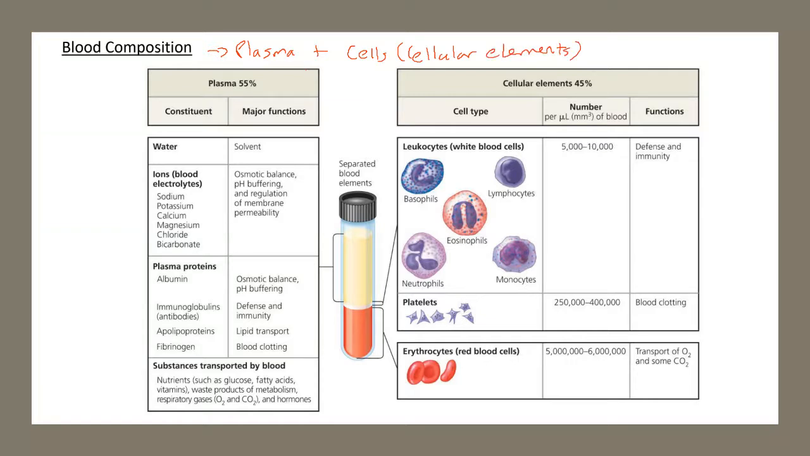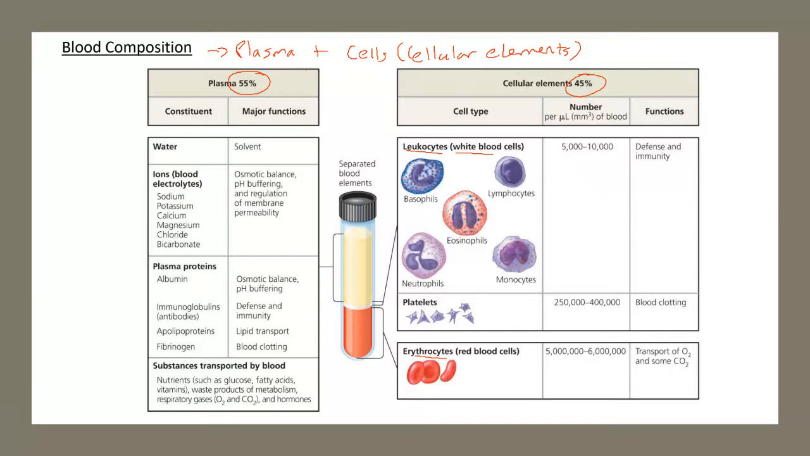Now, 55% of blood is going to be plasma. 45% of blood is going to be cells. And actually, to be even more precise, technically, 44% is going to be erythrocytes, red blood cells, and just 1% is going to be leukocytes, which are white blood cells. Unless you have an infection, then the white blood cell number will increase. But otherwise, normally you're just going to have about 1% of white blood cells.